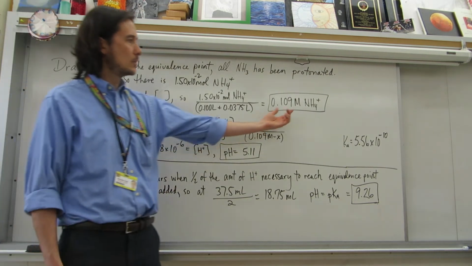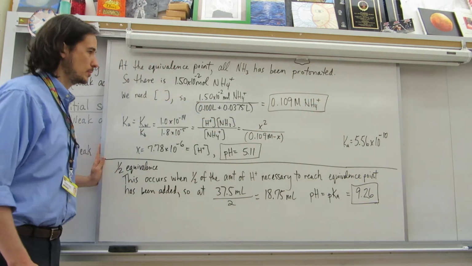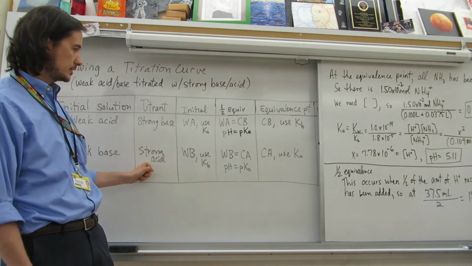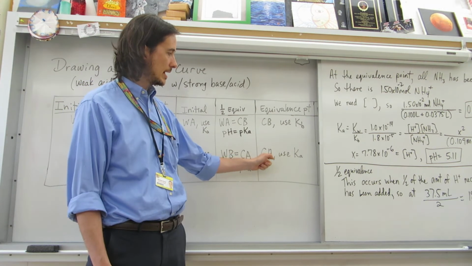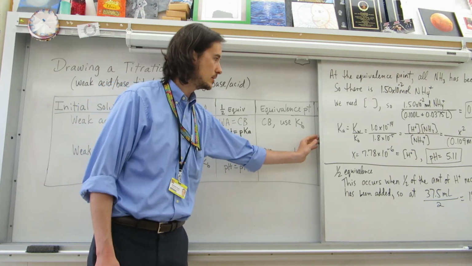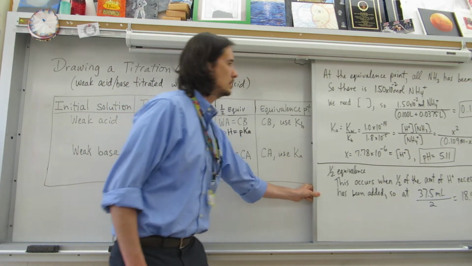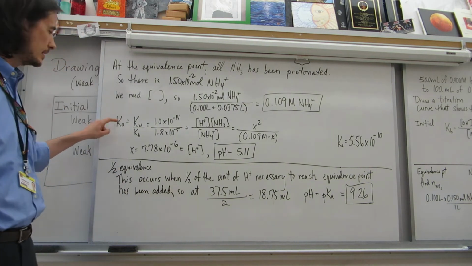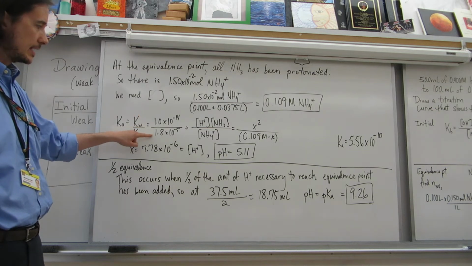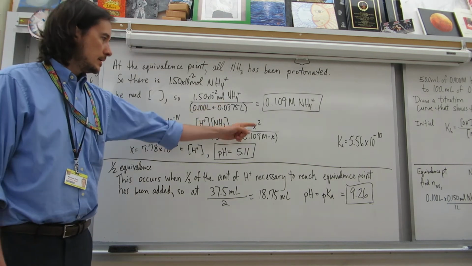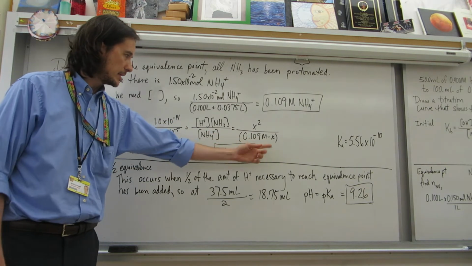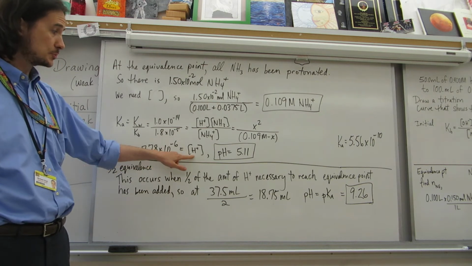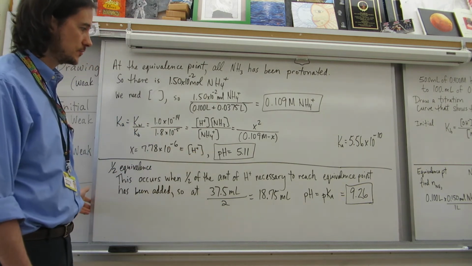All right, so now what we have is a weak acid. If you go back to the first one, at the equivalence point, if you're taking a weak base and you're adding a strong acid, at the equivalence point you have the conjugate acid. So you use Ka to find the pH. So we've got a Ka. Ka is Kw over Kb. They gave us the Kb for ammonia. Again, right, you have this minus x, we ignore x, we get x equals this. This is the H plus concentration, so the pH is 5.11.